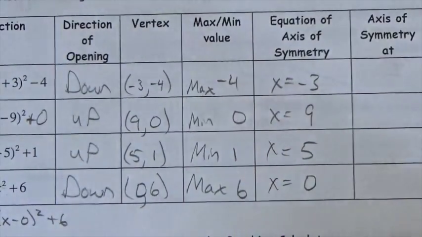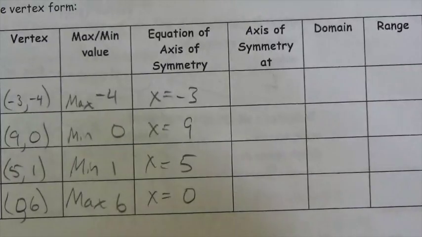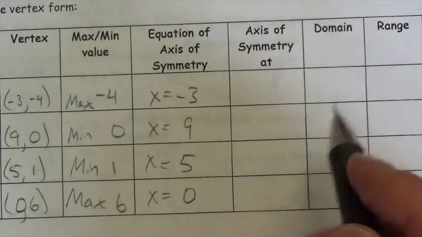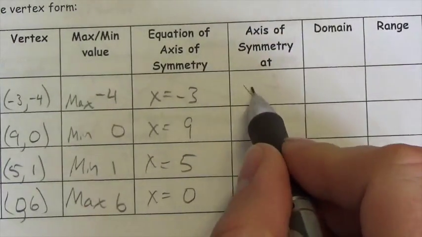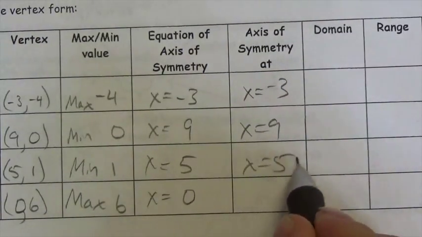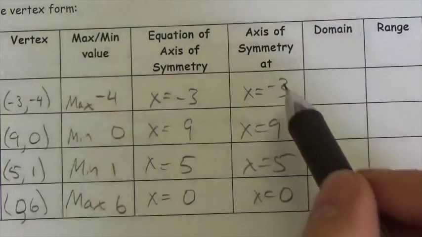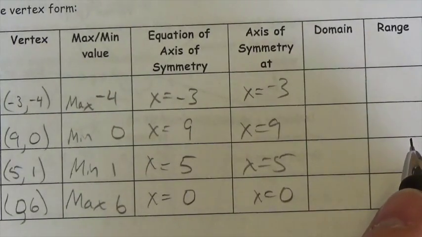I'm not 100% sure, actually, what this particular column of this table is asking for. Axis of symmetry at... I'm assuming this is asking for the same thing, just in a slightly different way. It's at x equal to negative 3, x equals 9, x equals 5, x equals 0.